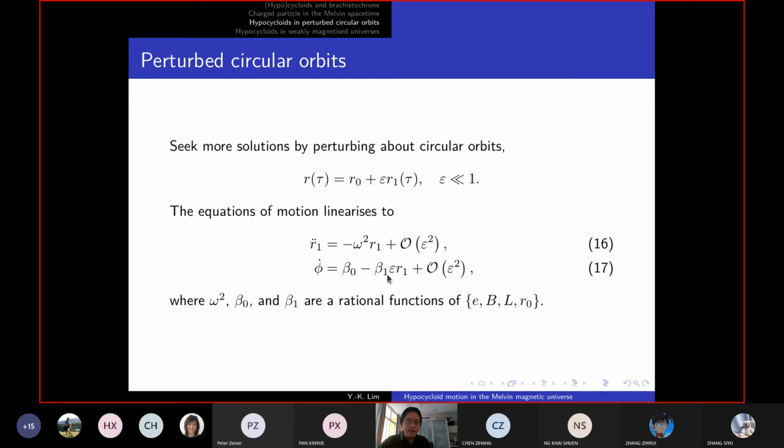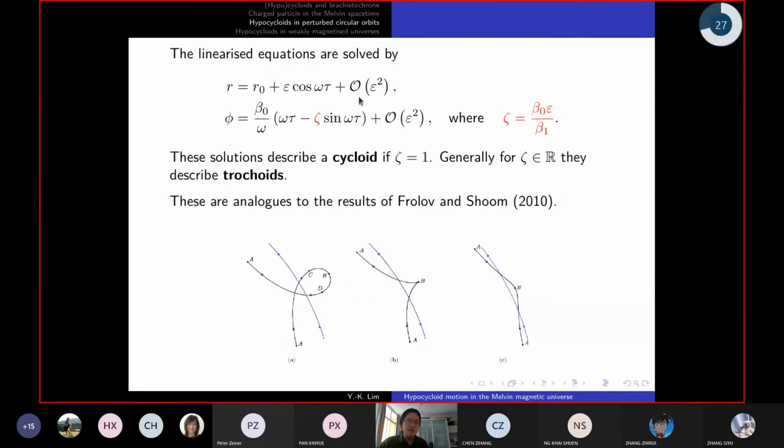The omega here, beta and beta 1 here, these are just constants. Although I do not show you the formula, these are just rational functions of these quantities. Although it's a bit messy and complicated, so it doesn't really show much by showing the expression. So these are just functions, right? These are constants. But once we solve this, then this is the solution.